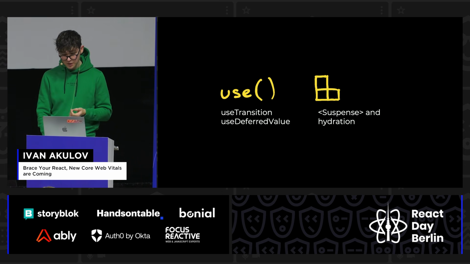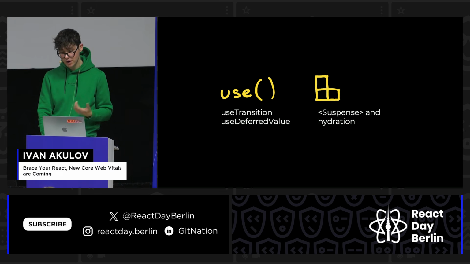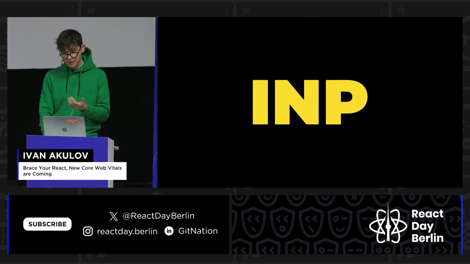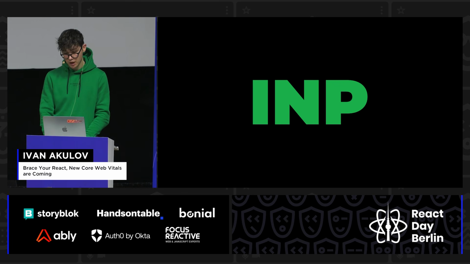All right, so this is interaction to next paint. These are the two big React features that help with interaction to next paint. This is how they work. And this is how they help. So take them, take your INP, and go make your INP green. Thank you.